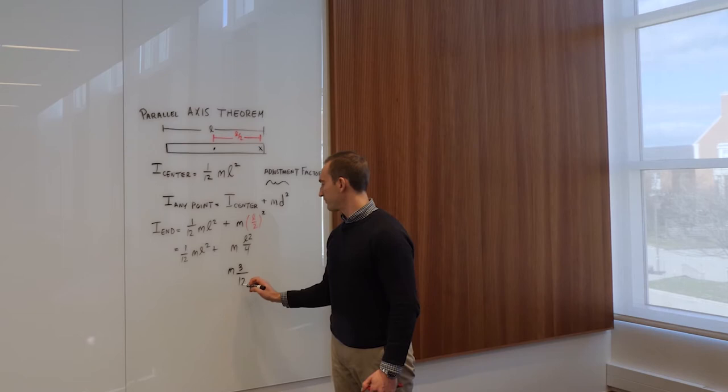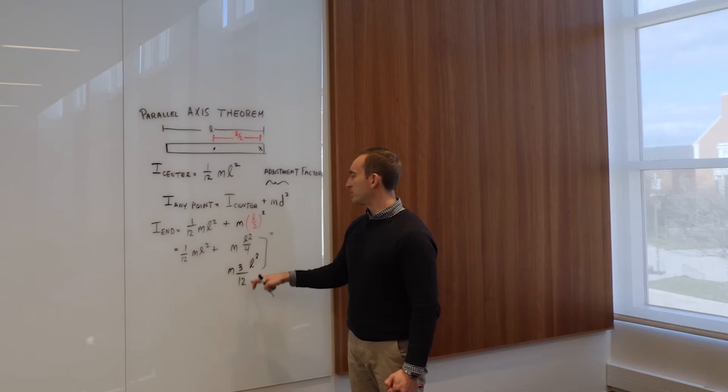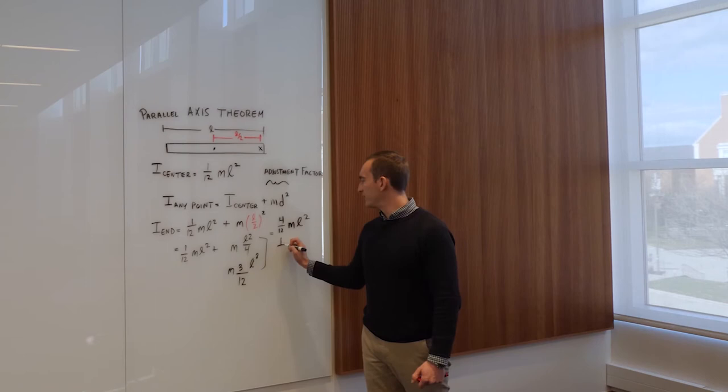Now, if we wanted to add that to that, what we would ultimately get out of this whole equation right here would be that the I about the end is 3/12 ml squared plus 1/12 ml squared, which would be 4/12 ml squared. So we can see 4/12 ml squared can simplify to 1/3 ml squared.